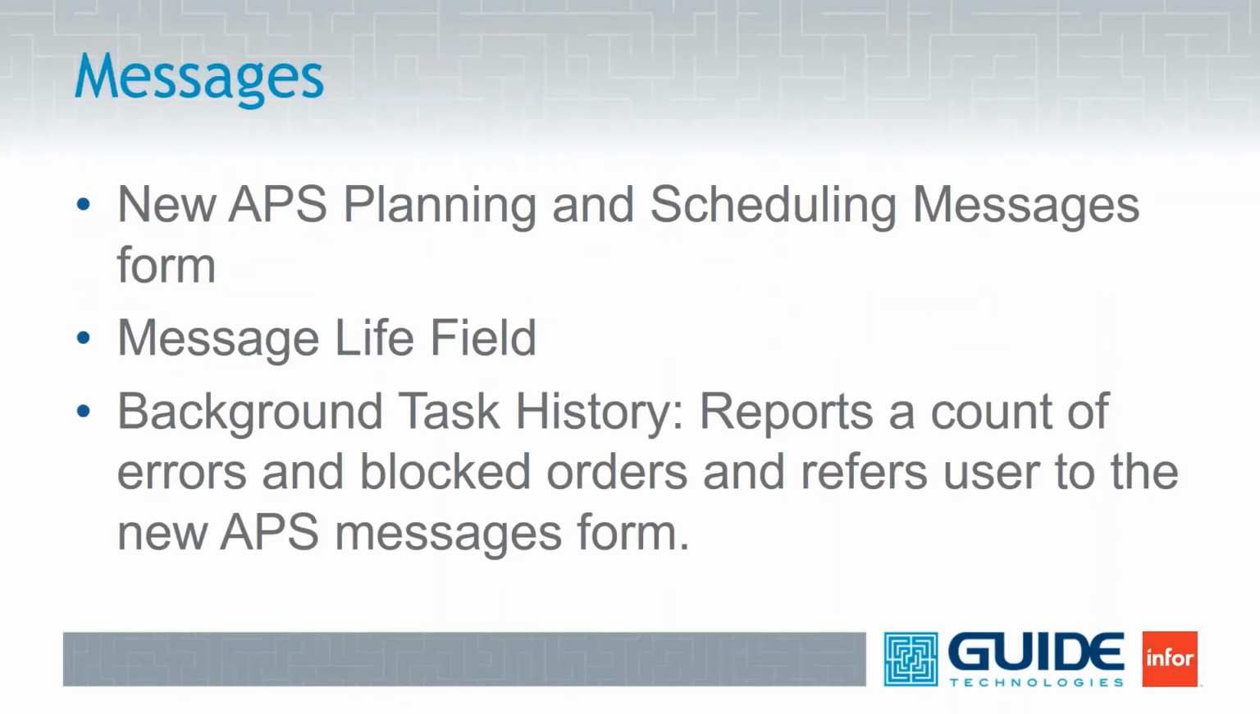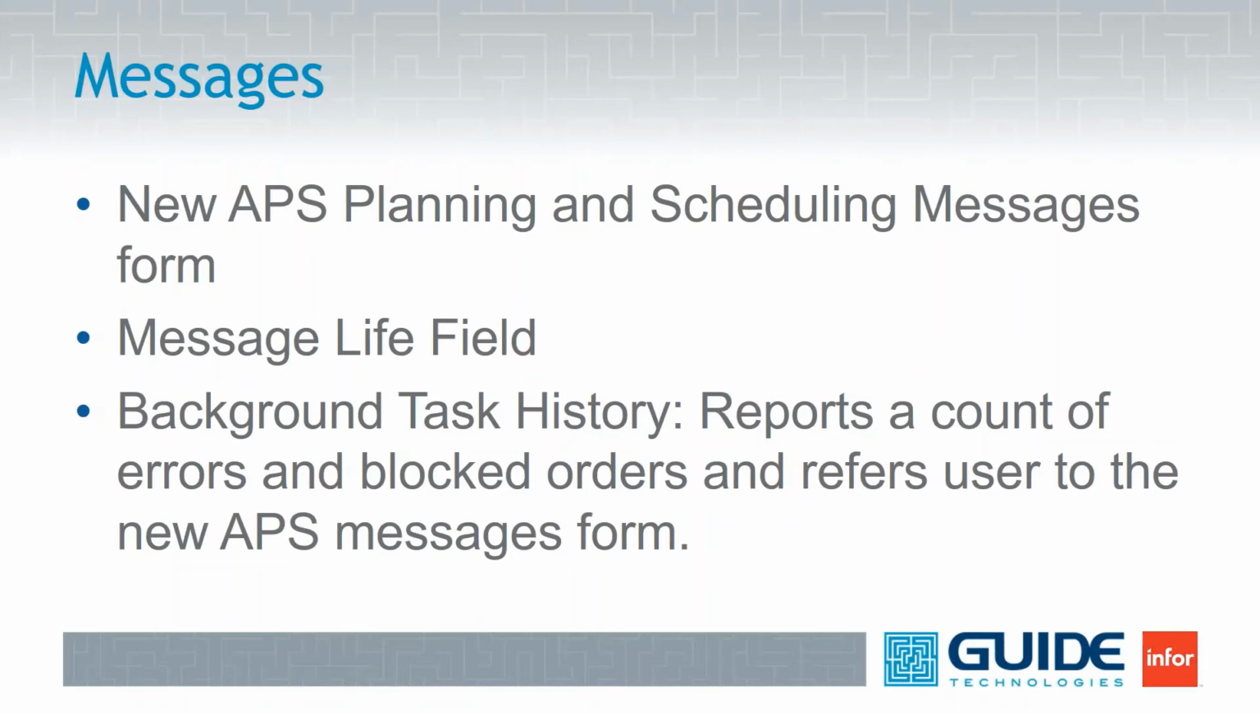There is a new APS planning and scheduling messages form, which is a little more meaningful. And there's a message life field. So anybody who's been using Sightline or CSI for a while and doing planning, they know that they get these planning messages, and they stay out there for a very long time. Well, now we can decide what the lifespan of that planning message is.